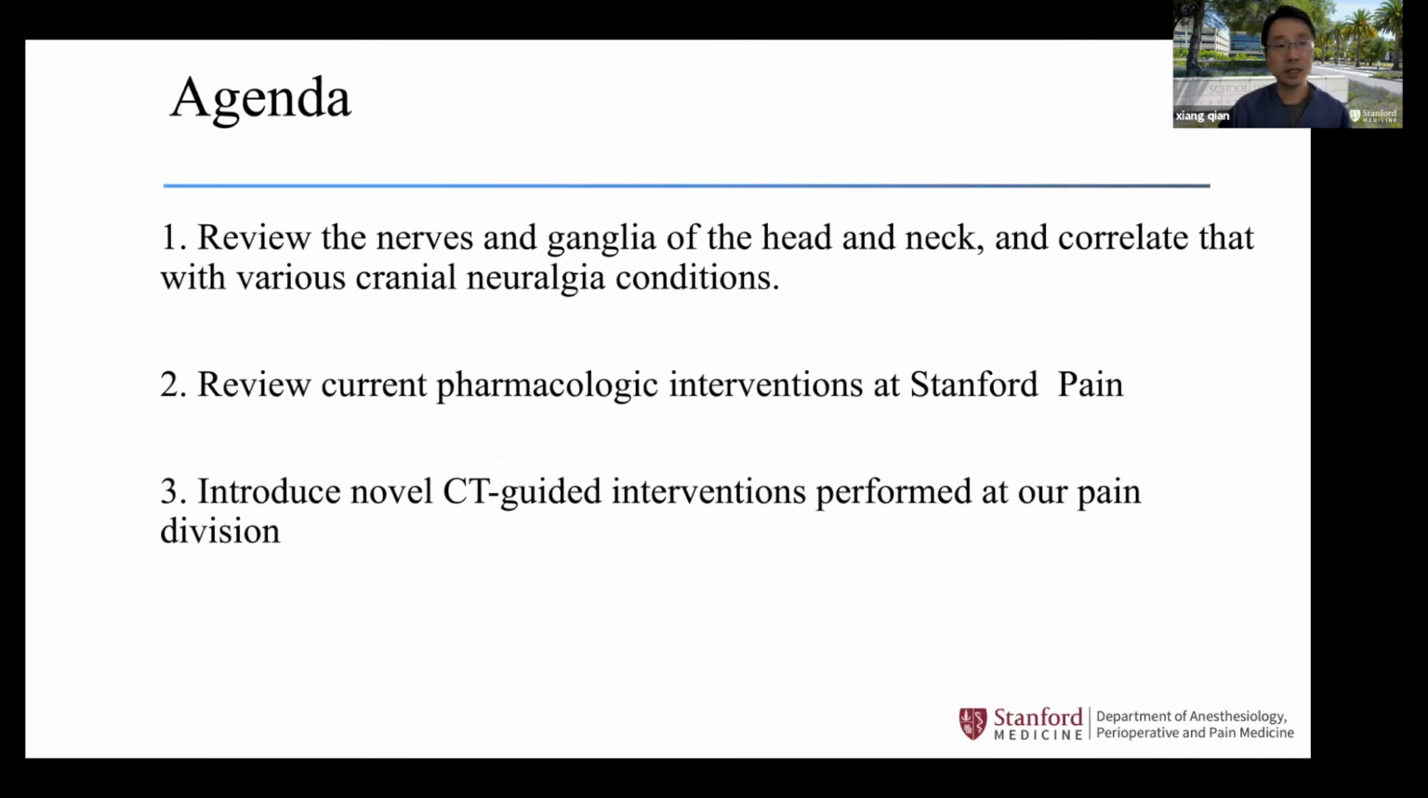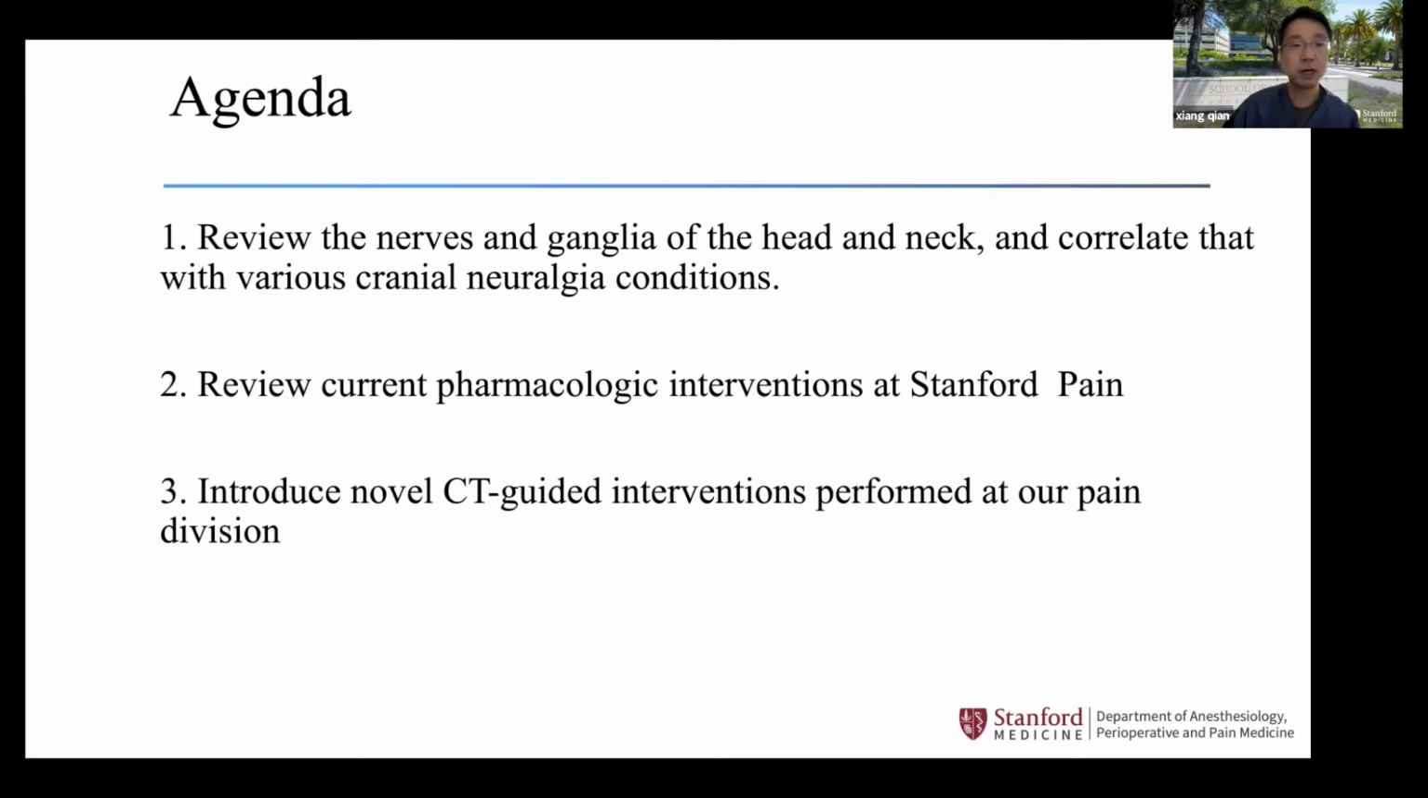Today's talk is organized into 3 sections. In the first section, many of you are experts on the nerves and ganglions of the head and neck, nevertheless, I will do a brief review, mainly to correlate them with the various cranial neuralgia conditions that are pain related. Then I will review the common pharmacological interventions at Stanford Pain. Specifically, I will talk about ketamine infusion and lidocaine infusion that we offer on a routine basis for our patients. I will not spend time on other pharmacological interventions due to time limitation.